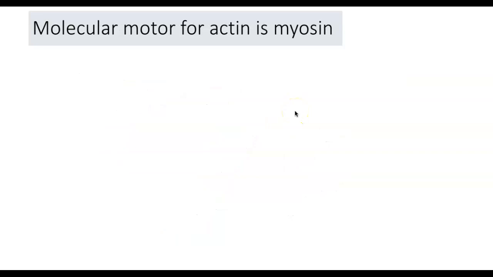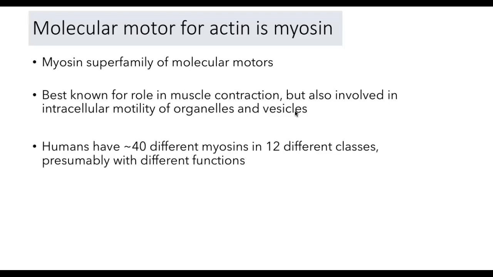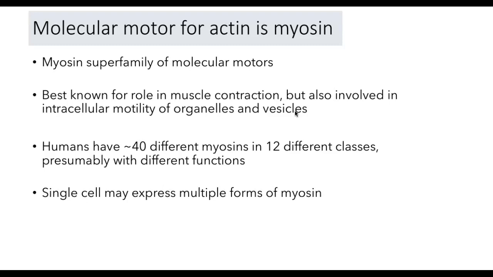There is, however, a molecular motor for microfilaments. Its name is myosin. Myosin is a superfamily of molecular motors. There are many members. It's best known for its role in muscle contraction, but it's also involved in intracellular motility of organelles and vesicles. Humans have about 40 different myosin genes in 12 different classes, and presumably these are carrying out different functions in different cells. A single cell might express multiple forms of the myosin, which they can use for different tasks.